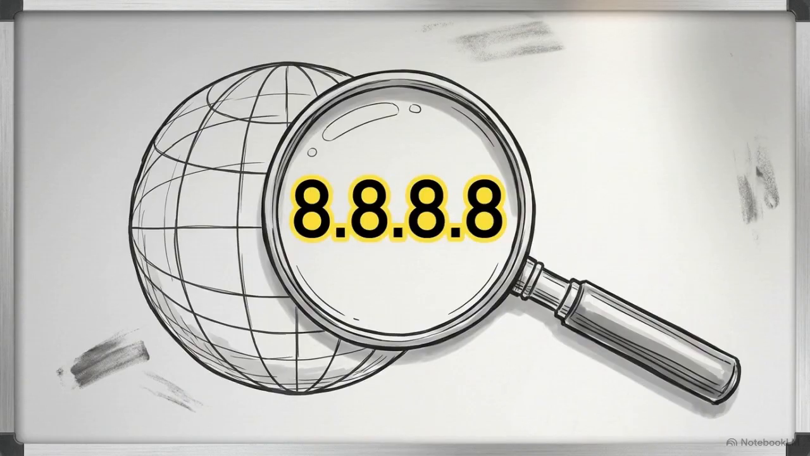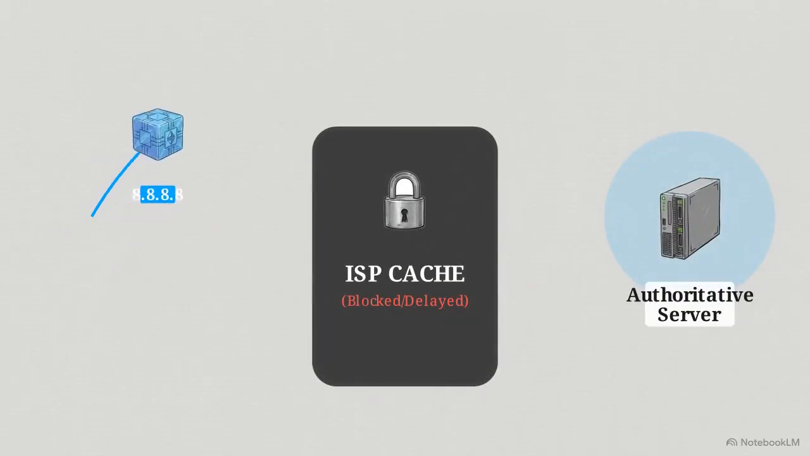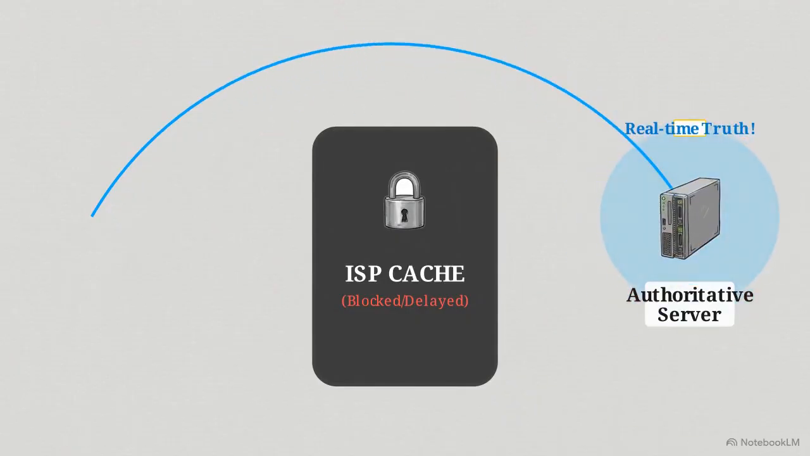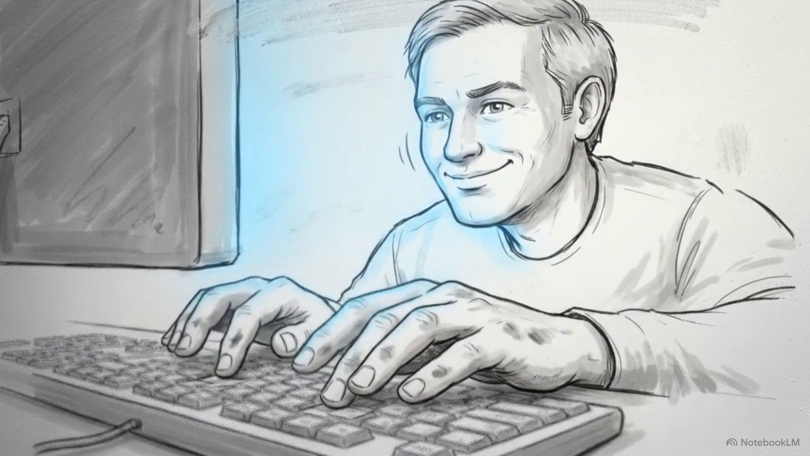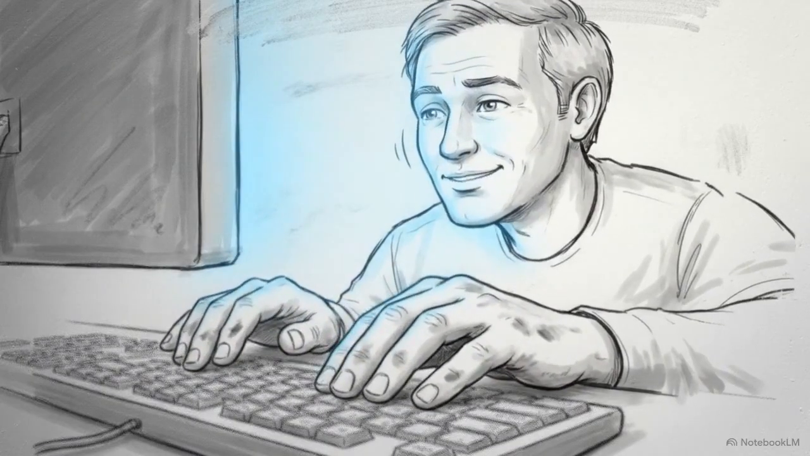Now, we verify the update by querying an independent global resolver, like Google's 8.8.8.8. Querying Google completely bypasses your local internet service provider. It reveals the true state of the authoritative server, free from any localized delays. When that global query returns 300, you have undeniable proof the host executed your command.